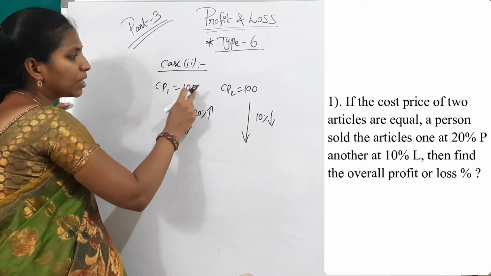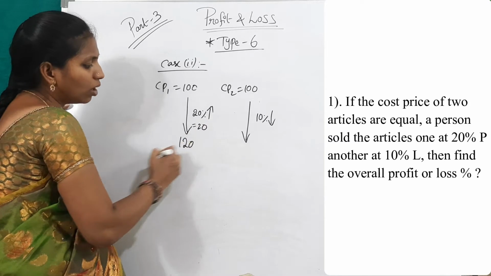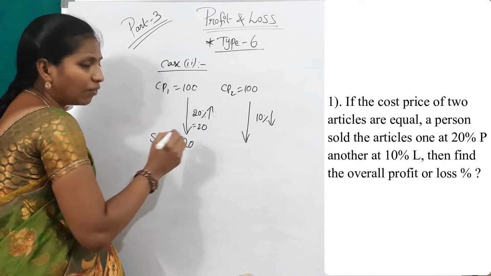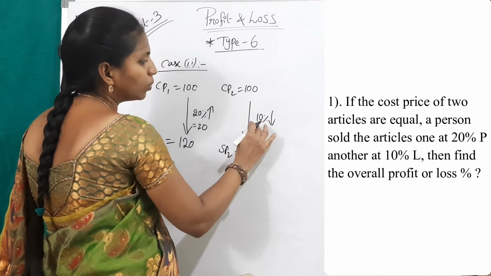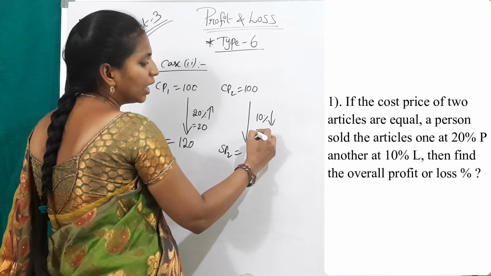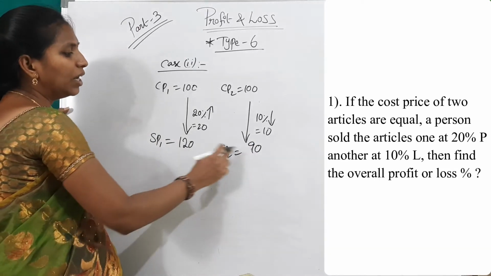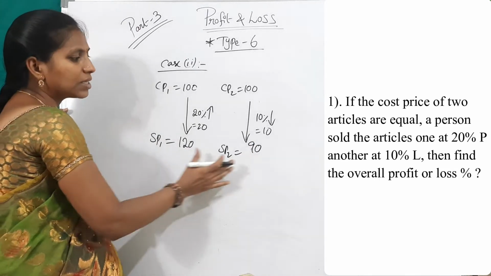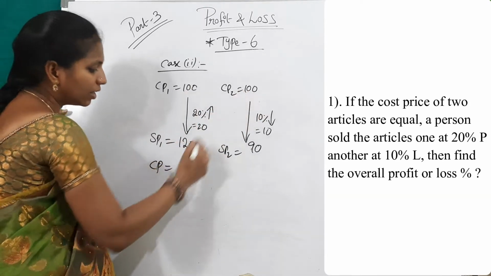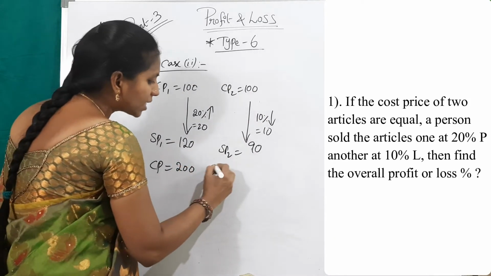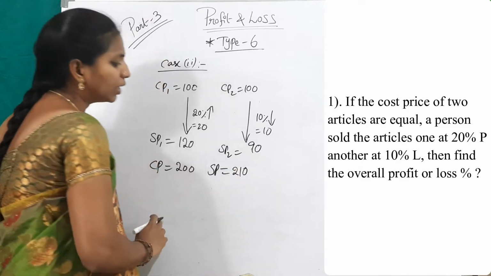Now calculate 20% of this 100, that equals 20. Profit means add that value. So 120. 120 means SP1, selling price 1. And SP2: 10% of 100 equals 10, but here loss means the value is 90. So 120 and 90 are the first article selling price and the second article selling price. Here total CP equals what? 100 plus 100, that equals 200. Total SP equals what? 120 plus 90, that is 210.